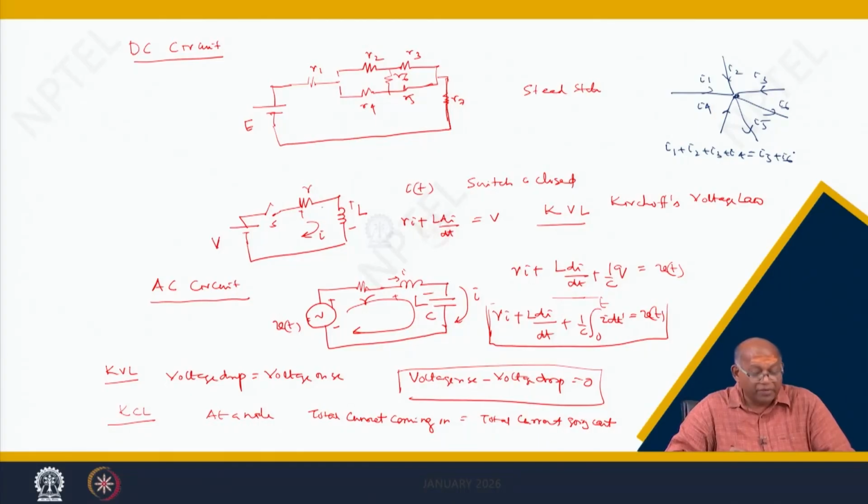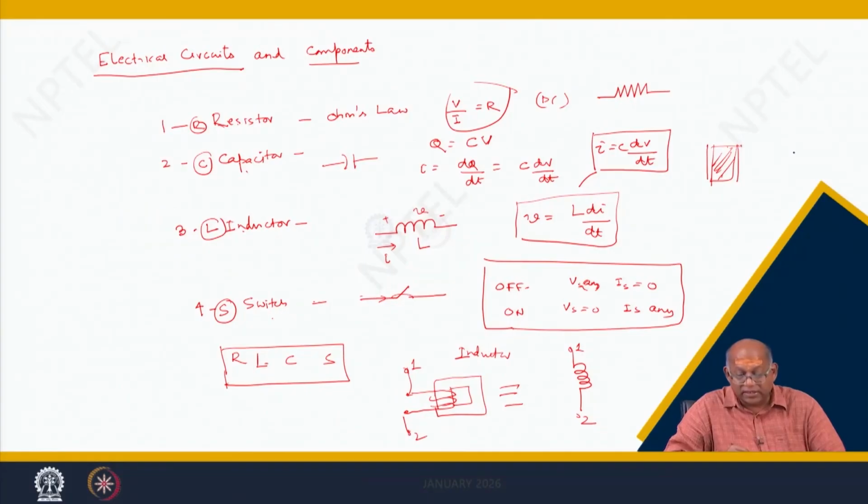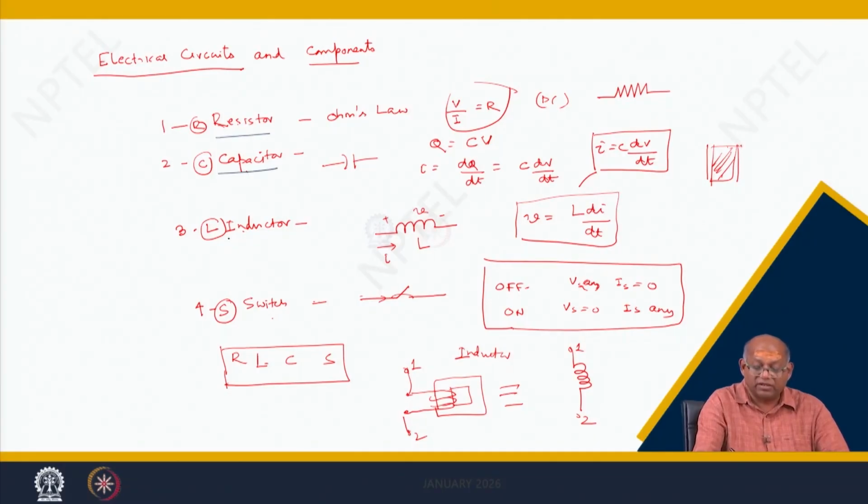So, I have covered, in a nutshell, a few things. One is the different electrical elements like resistor, capacitor, inductor and a switch, and the governing laws like Ohm's law. Here it is i equals C dv by dt, that is the electrostatic law. Here it is Faraday's law, voltage is equal to L di by dt, and here the switch, which can have on and off. So, the switch is not linear, and these are all linear relationships.